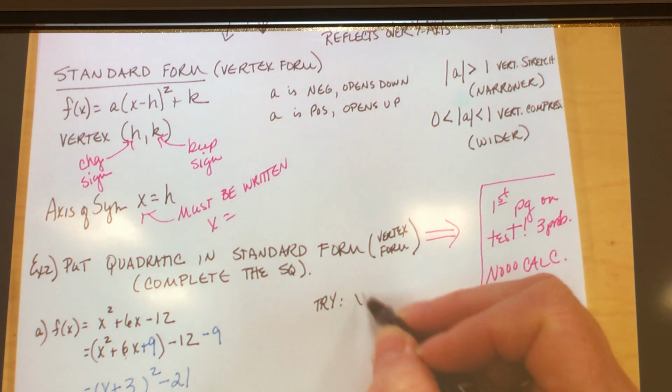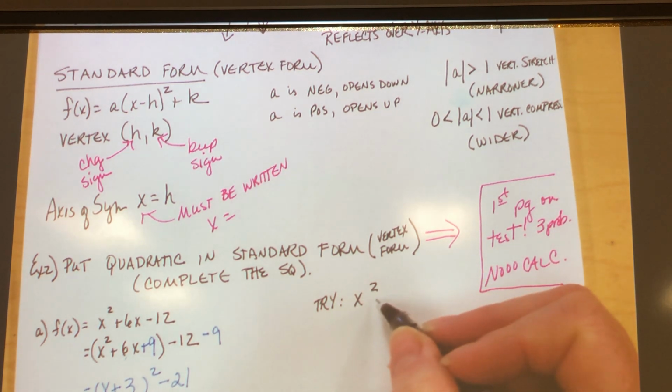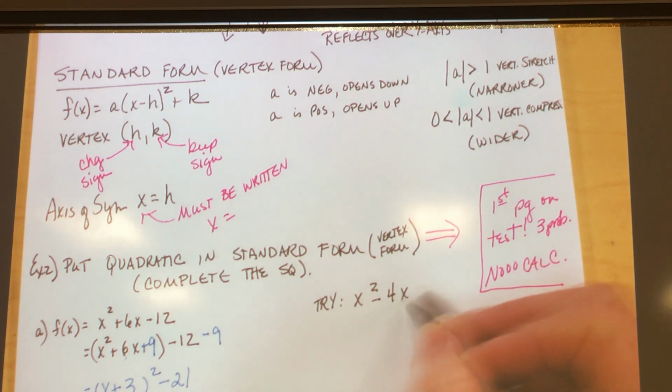Don't make it too long. Okay, I'll save that one for next. Oh, x squared minus 4x plus 7.